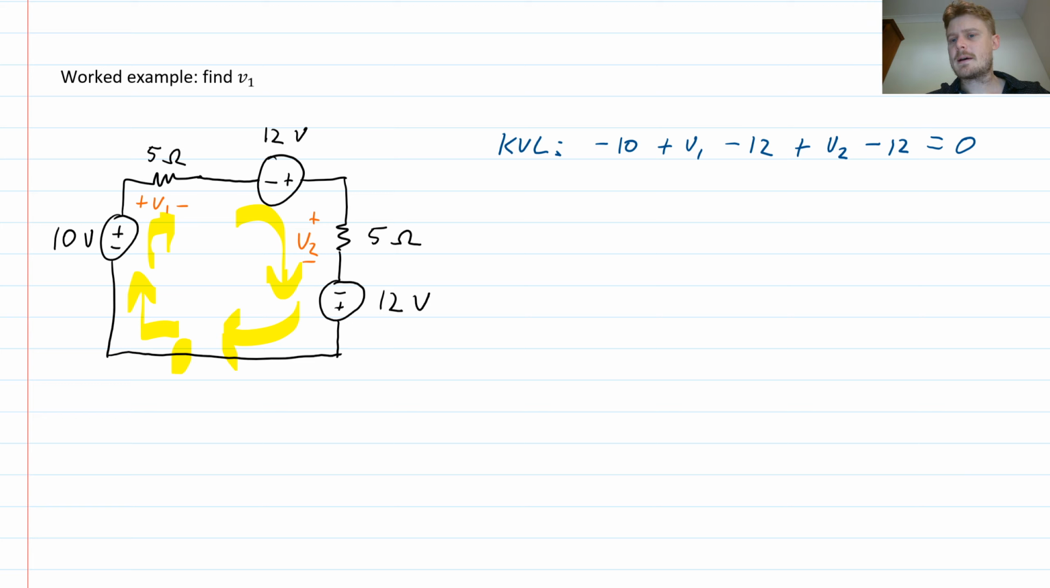So now I can simplify this a little bit. In particular, my numbers here can actually be combined together. So I will get negative 34 plus V1 plus V2 equals 0. Then I would like to calculate what is the actual voltage V1. In order to do that, I need a little bit more information.